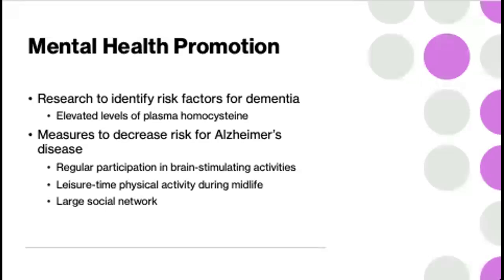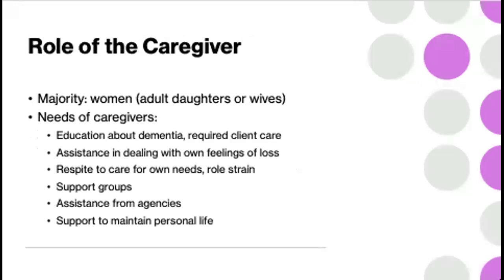Physical activities and social networks, so our leisure time with physical activity is better. Maintaining social networks is better. And then healthy lifestyle, healthy eating, minimizing health risks like hypertension and diabetes. All of those things can help promote health and reduce dementia.